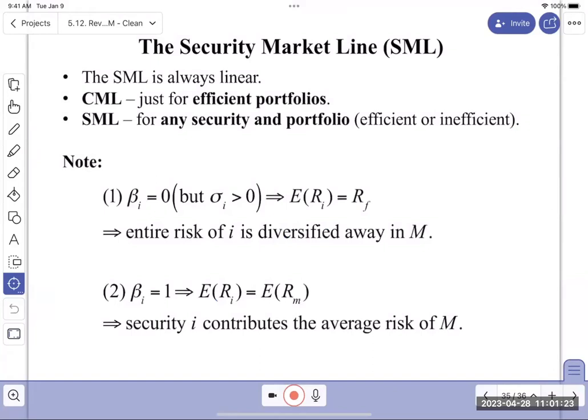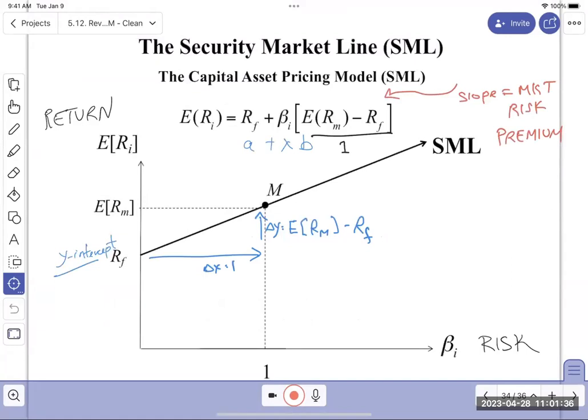Okay, the security market line is always linear because we're going to combine a linear combination of the risk-free asset and the market portfolio. So it's still the case, like I talked about on the CML, the capital market line, that I'm going to combine the risk-free T-bill and the market portfolio by lending, in other words, buying a T-bill, and also investing in the market portfolio. So I'm going to end up here.